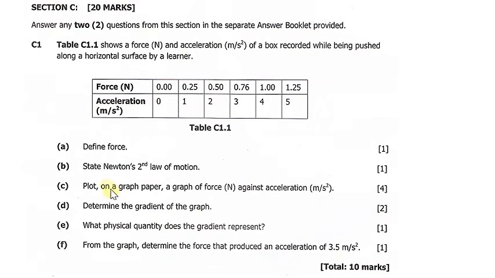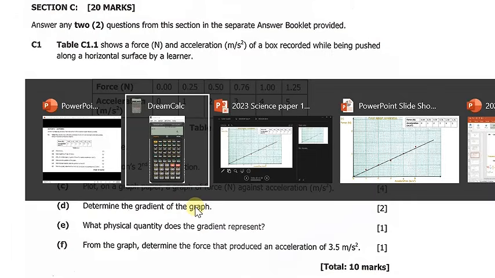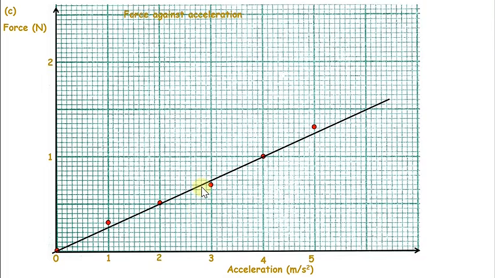This other part says we have plotted this, then determine the gradient of the graph. So we'll now determine the gradient of the graph. So gradient M is equal to change in Y over change in X. So this triangle means change in Y, change in X. So this is the Y axis, this is the X axis. So what we do, we choose any 2 points which are lying on the straight line, like this point is lying on the straight line and this point here.